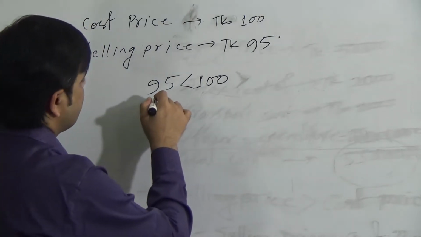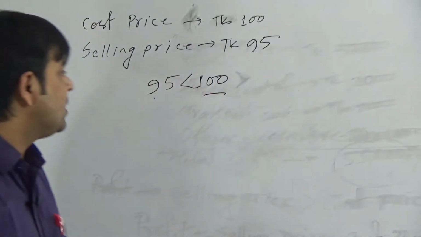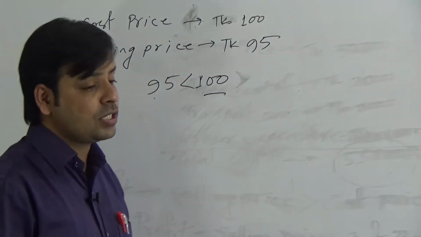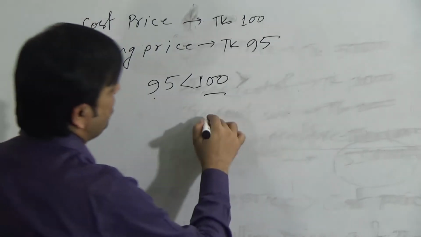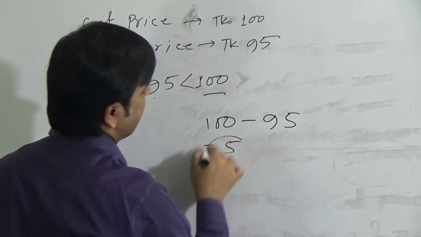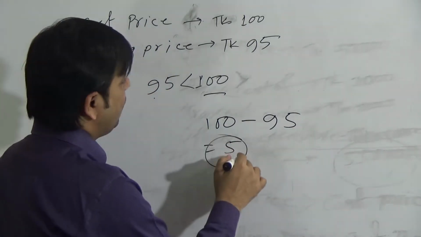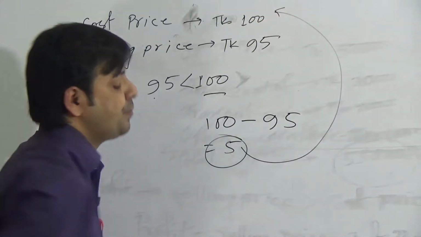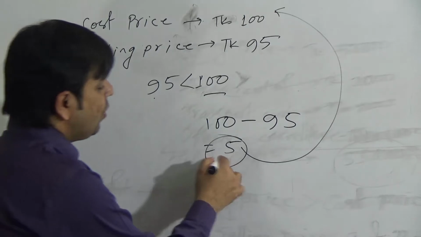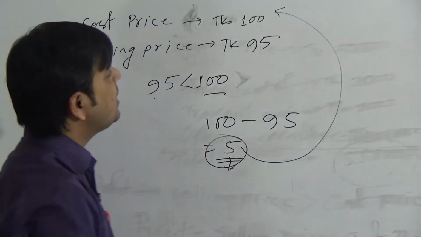This is selling price and this is cost price. Selling price is less than cost price. In this case, we will get loss. And the amount of loss is 100 minus 95. That will be 5 taka. 5 taka is loss for cost price 100 taka. So, we obtained loss 5% as cost price is 100 taka.